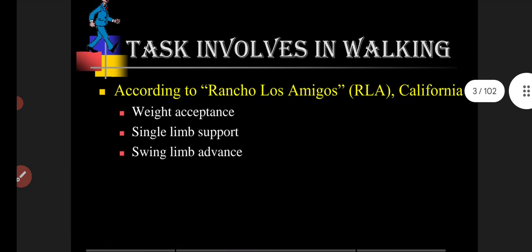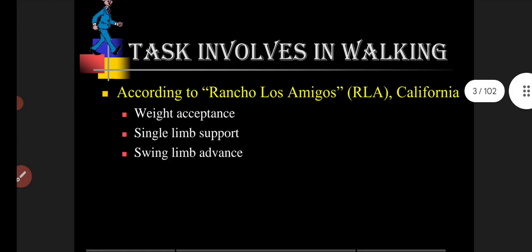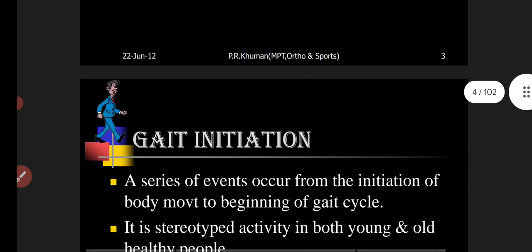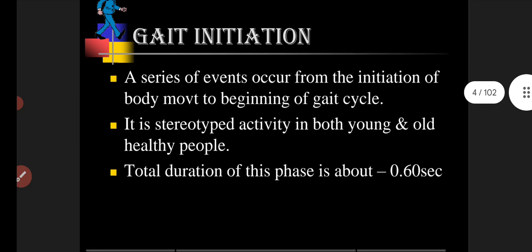Next, the tasks involved in walking or gait. According to the Rancho Los Amigos or RLA classification, there are three tasks: weight acceptance, single limb support, and swing limb advance.